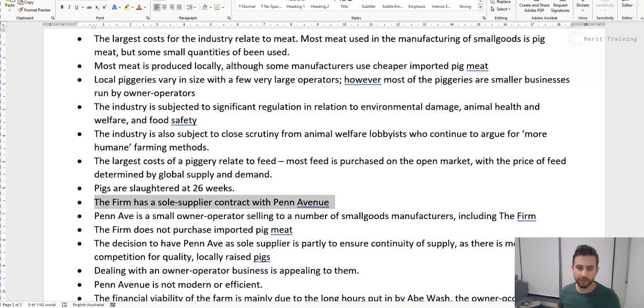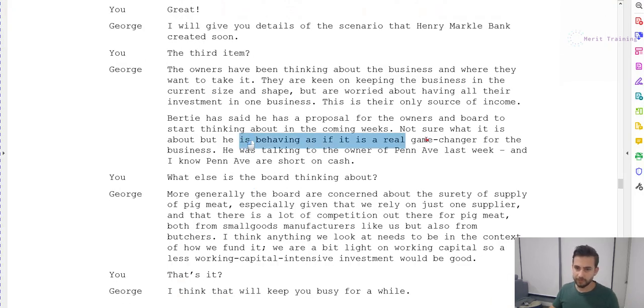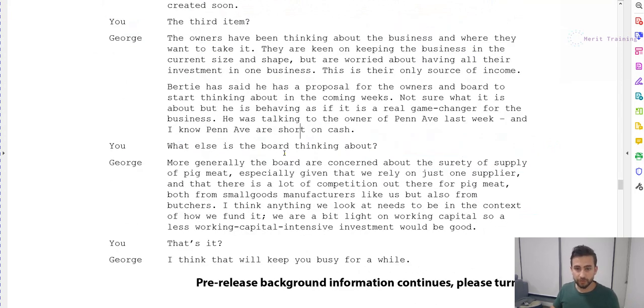Or a small chance that it's: the owners have decided to buy Penn Avenue, outline two potential funding situations, either with debt or equity, or just outline potential funding. Most likely it's going to be the first option, but if I were you, I'd prepare draft responses for both questions, because out of all of the questions before it, this one's probably the least certain, to be honest. Okay, so now we know what all three questions are just by reading the pre-release and looking at the trends in previous questions. So what else is the board thinking about?